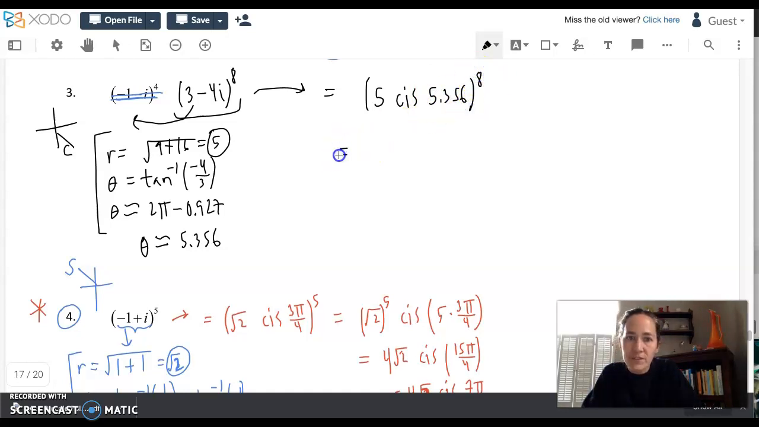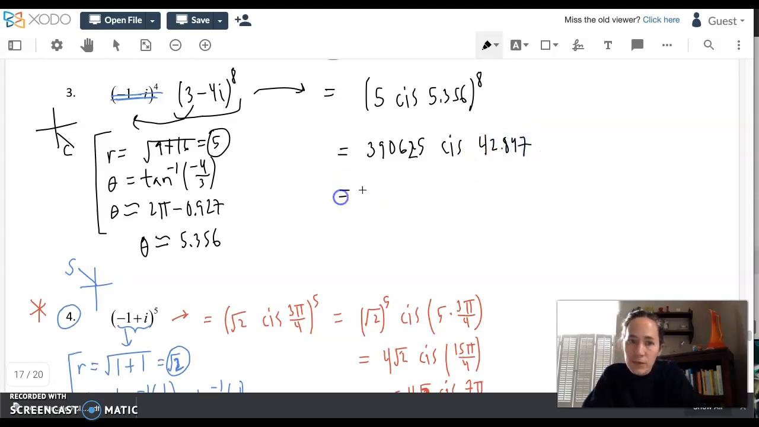And we applied de Moivre's theorem. 5 to the 8th is huge. 390,625. Cosine plus i sine, this thing times 8, 5.356 times 8. Keep using your calculator to keep this as unrounded as possible, you get 42.847.